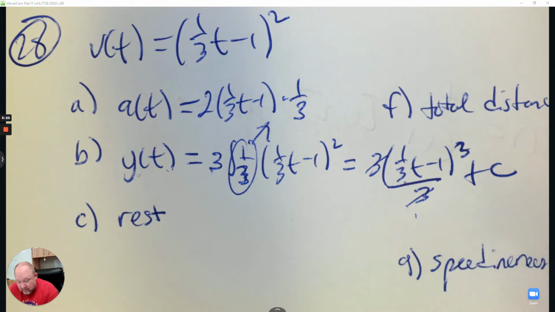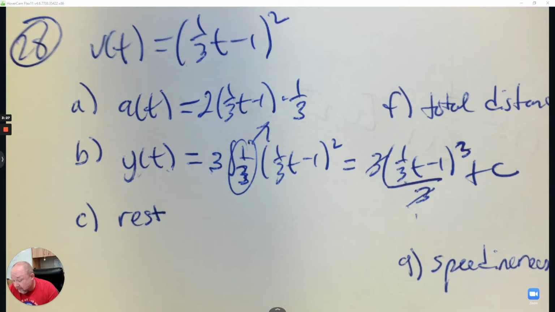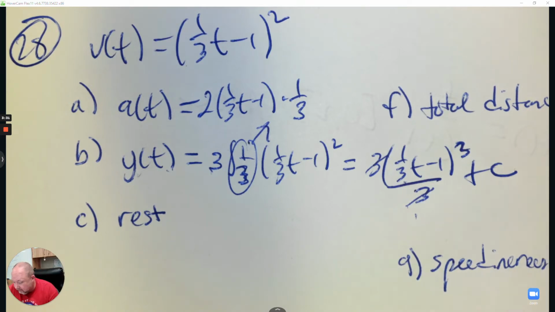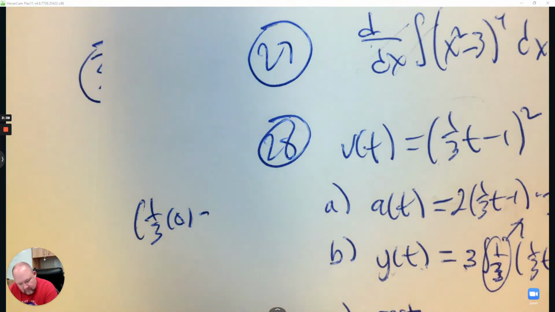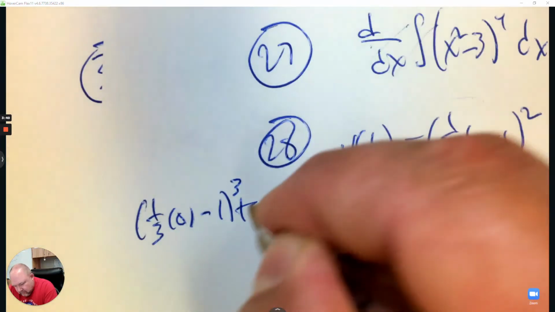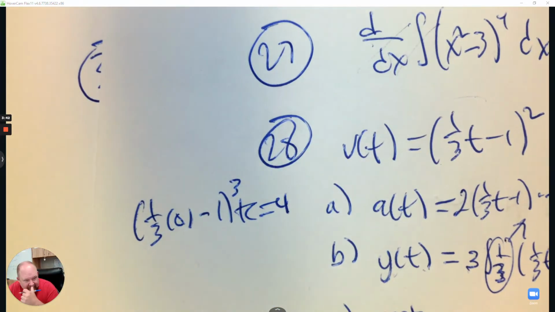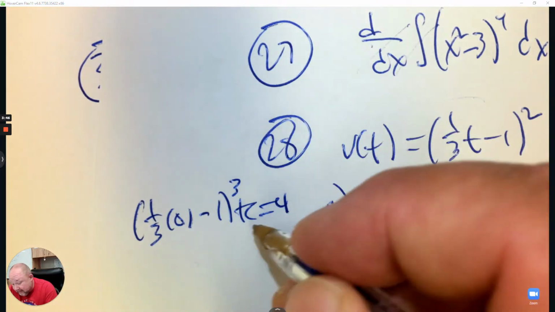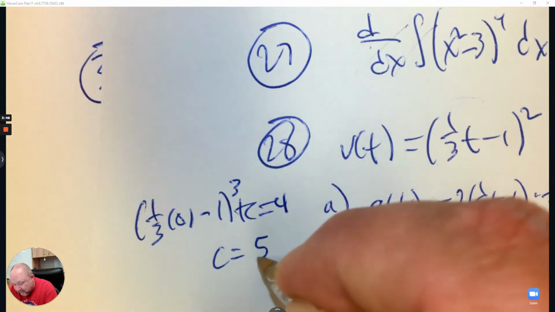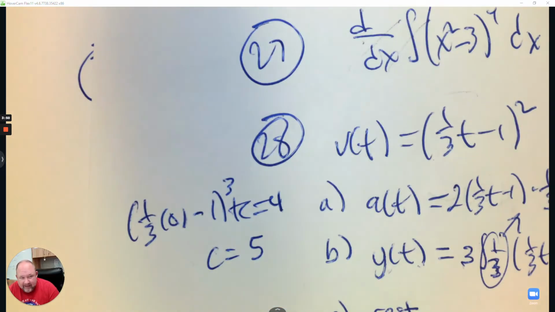Now we plug in the point. I'm going to do that here on the left. So the point is at position at time 0 is 4. So in other words, when you plug in 0, the answer should be 4. 0 is great. Negative 1 cubed is negative 1. So if I add 1 to the other side, c is equal to 5.